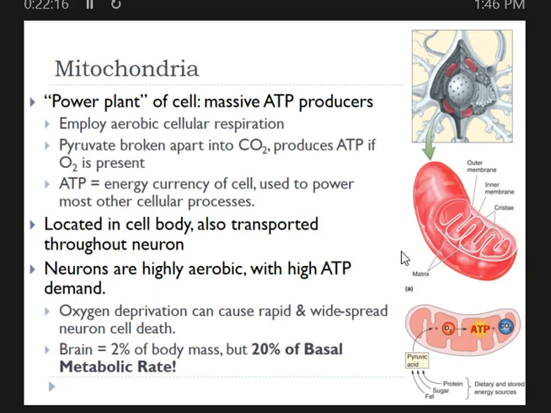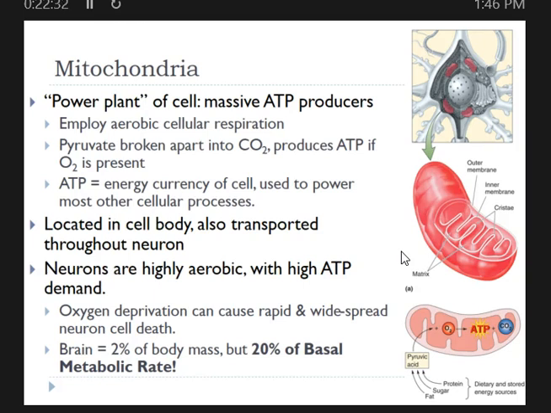Whereas a skeletal muscle cell can switch to fermentation. They can get by for a while. Neuron cells just can't handle that. And so very rapidly you can have widespread neuronal cell death as a result of oxygen deprivation.